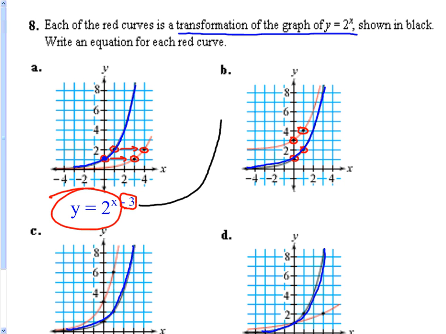This one, it looks to me like they've just been moved up 2. Would you agree? So then if the original parent one is y equals 2 to the x, then how do I make it move up 2? Plus 2 at the end, like that. If I wanted to check, could I use my graphing calculator and type in that and see if it shifted up? Yes, I could.